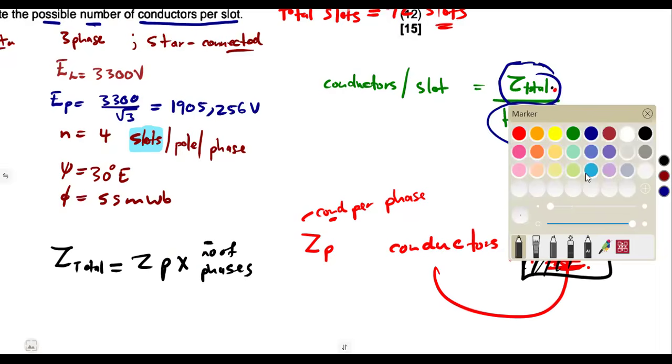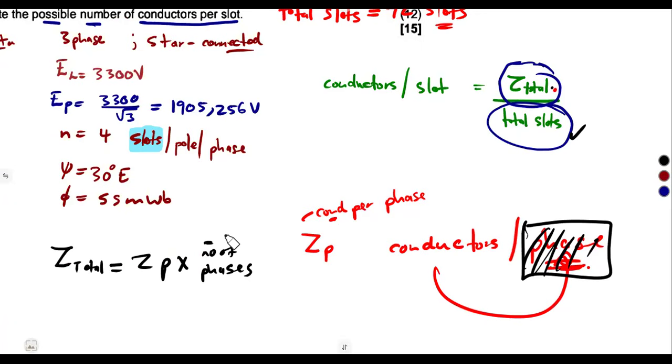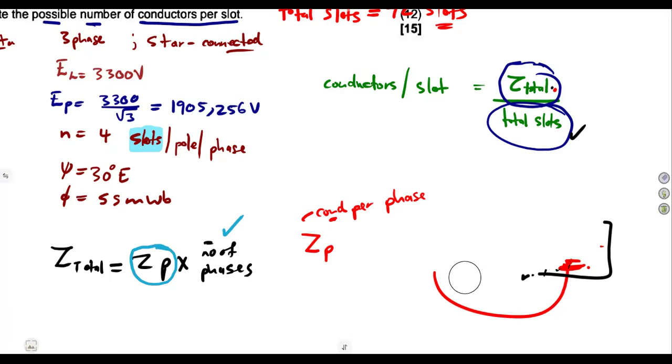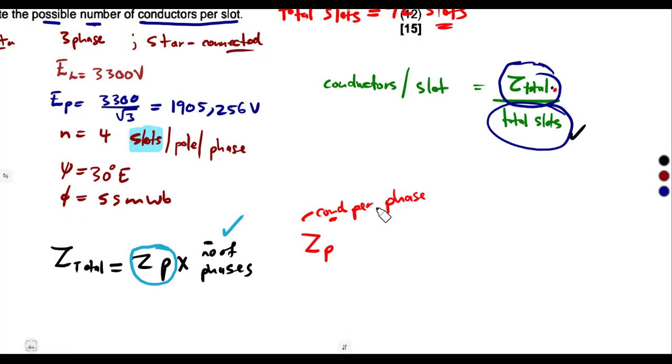So this is the formula that we're going to need. Number of phases is there, but we do not have the conductors per phase. It's not there. So the question now is, how are you going to find that conductors per phase? Because it's not there. So you see, how do you connect your formulas? You do not have conductors per phase.